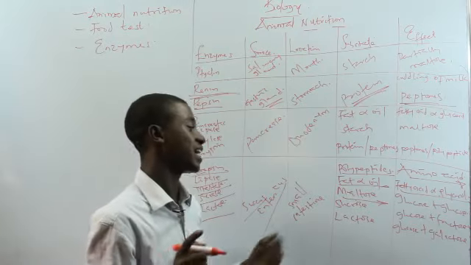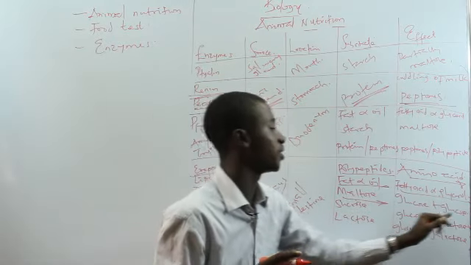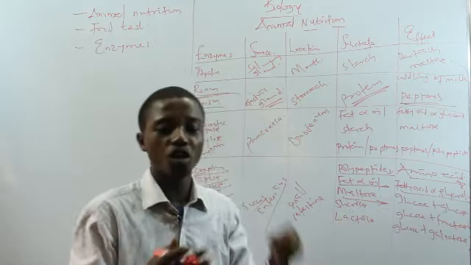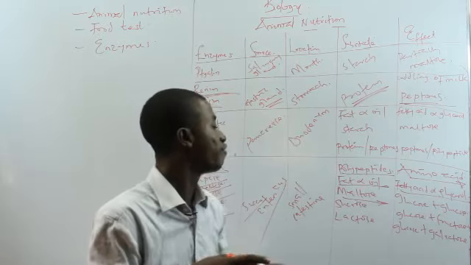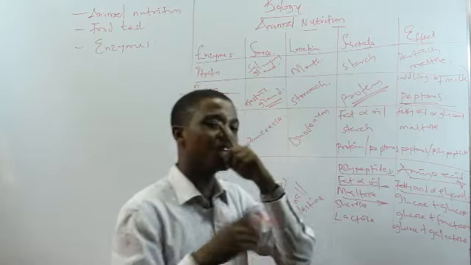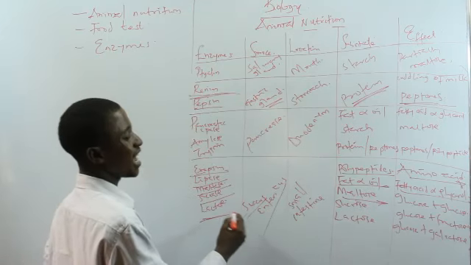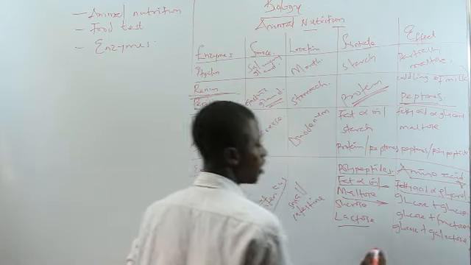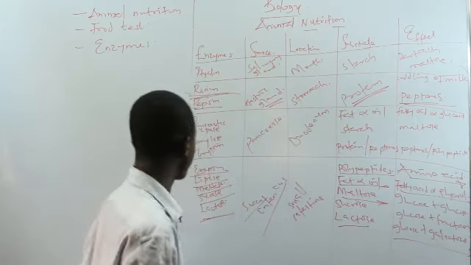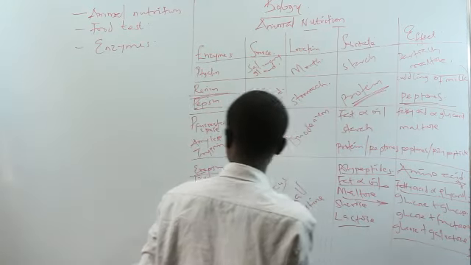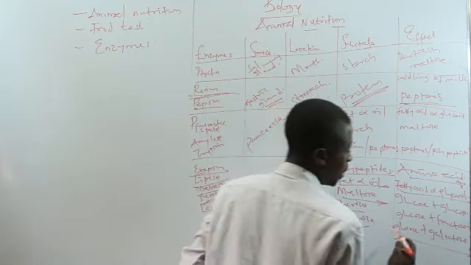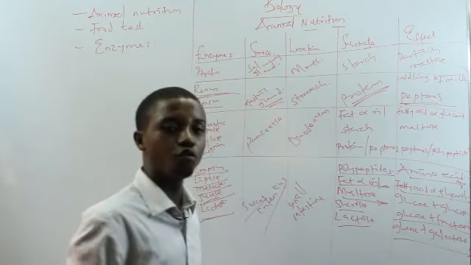Recall at the onset of the class, I said that glucose plus glucose will give us what? Maltose. Glucose plus fructose will give us sucrose, while glucose plus galactose will give us lactose. So when lactase acts on lactose, it will give us glucose and what? Galactose. When sucrase acts on sucrose, it will give us glucose and fructose.